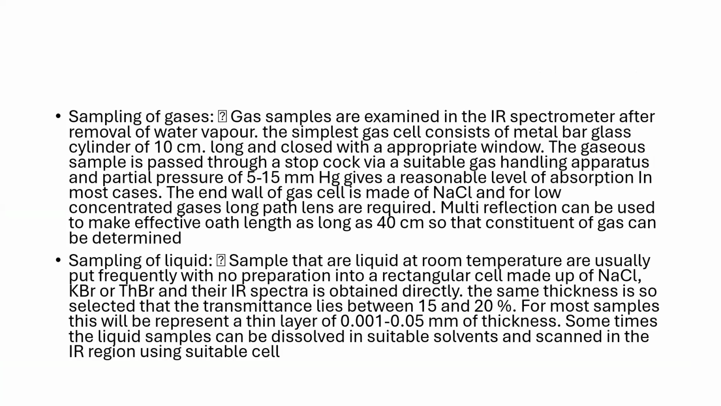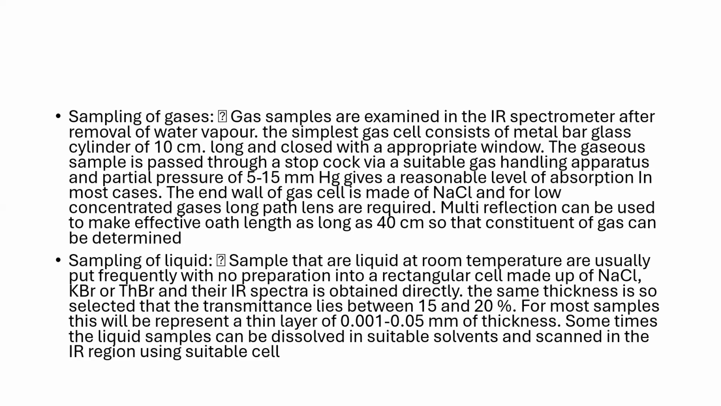It consists of a metal or glass cylinder of 10 centimeters, a very small cylinder of metal, like a capsule, you can say. It has an appropriate window through which the gas sample is allowed to pass. Then it is going to hold that sample in it, and then you are going to load it on the machine. When you see this cylinder, the end wall of the gas cell is NaCl and the other end is open.